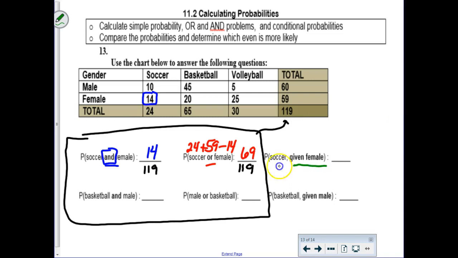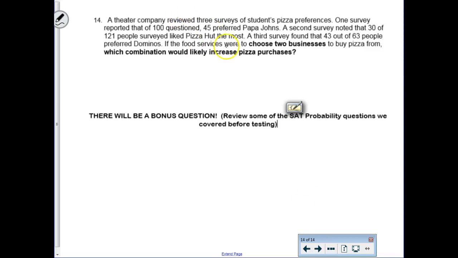And then one last one here, the given female. We're going to be looking at just the data from, whoops, I was supposed to highlight that. Just the data from the female players. So your denominator this time is out of the total females, so 59. And out of those 59 females, how many of them play soccer? That would be 14. So notice each one of those questions looked almost identical with key differences and obviously very different answers. And then this last question you're going to see again, you need to compare the three percentages to figure out who has the highest percentage.